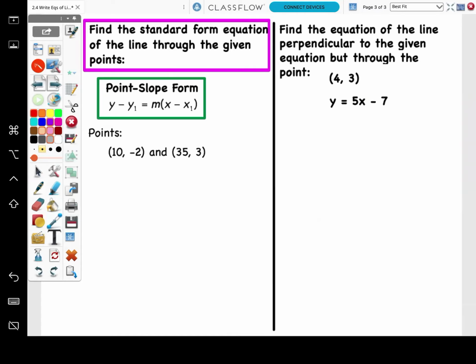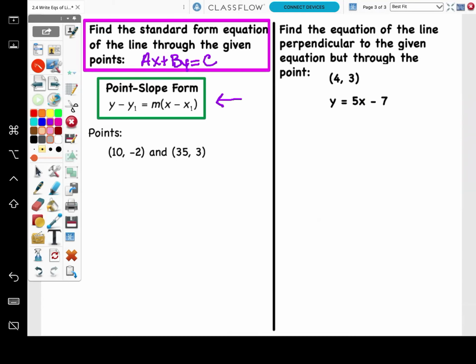Here we want standard form, so this is our third type of equation that we have talked about with lines. Standard form, remember, ax plus by equals c. So we don't usually start in standard form. We'll start with either slope-intercept or point-slope, and then we'll just rearrange it at the end to figure it out. So I'm given 2 points. Neither of them is a y-intercept, so my go-to is always point-slope form.